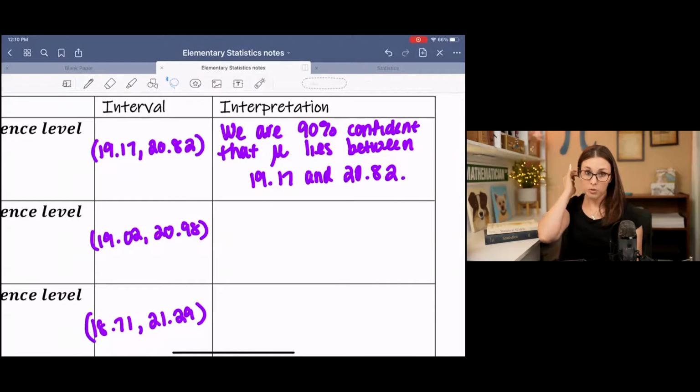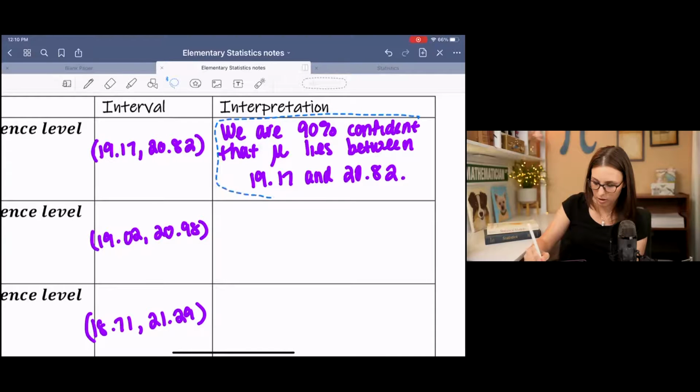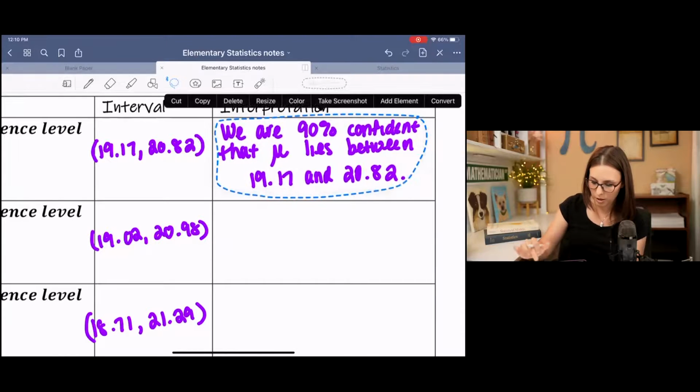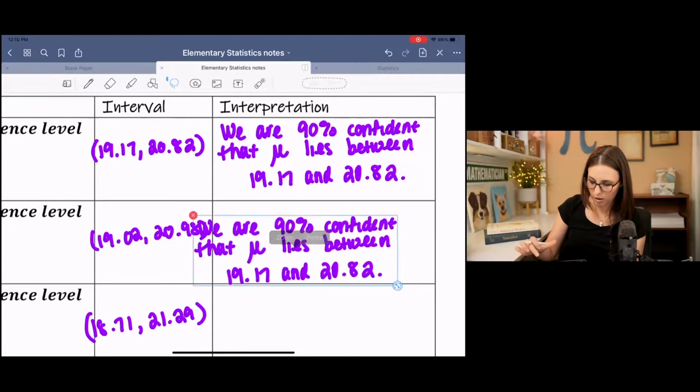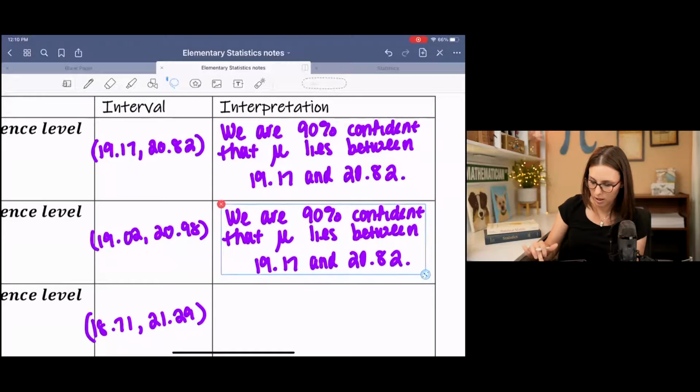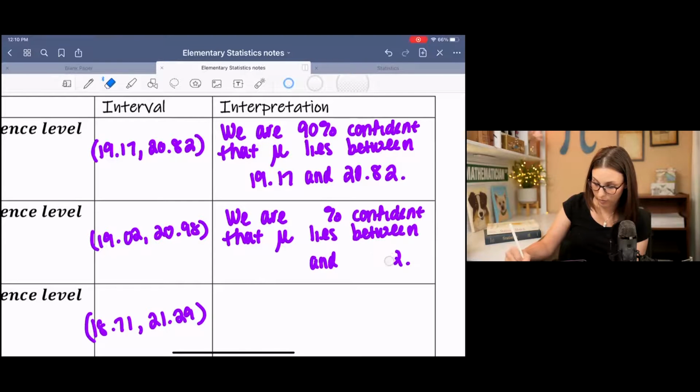If you're doing notes on an iPad or a tablet, I want to show you a trick here. If you're using GoodNotes, I'm going to lasso this. I really don't want to rewrite this over and over again. I'm going to copy, go down here, hold it, paste. And then I'm just going to change the pieces that I need to change. So if you're using a similar device, you might try that.